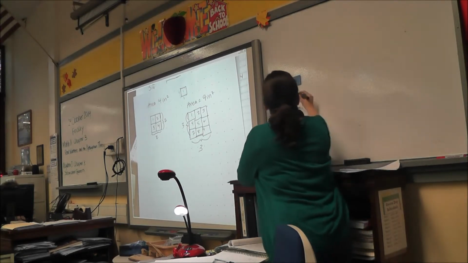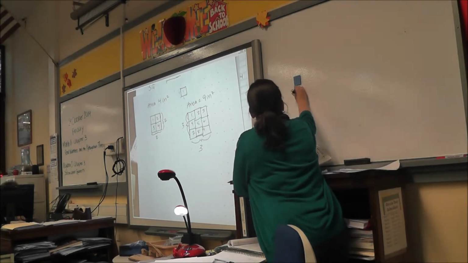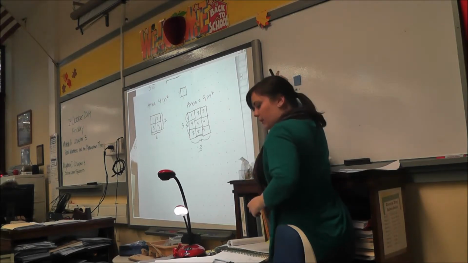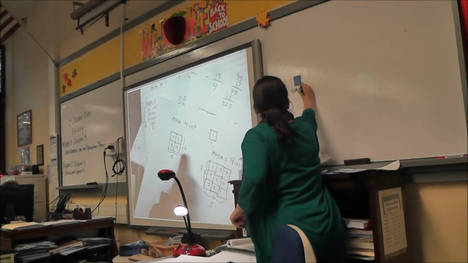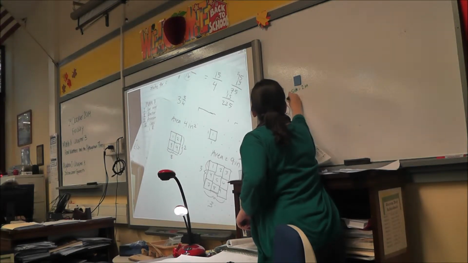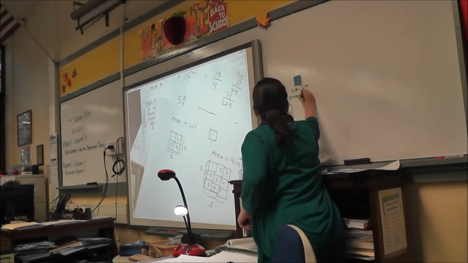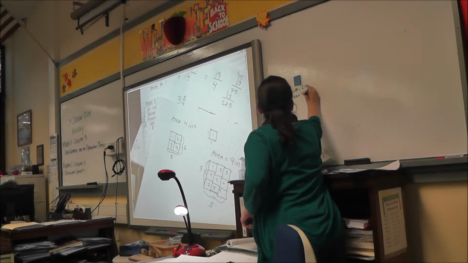So this is a square with an area of 4 square inches. What is the side length? We just did this one. 2. 2 inches, right? And what was the area? 4 inches squared.